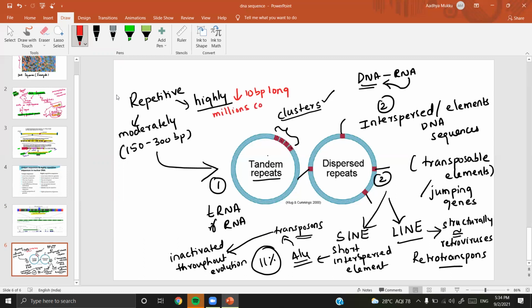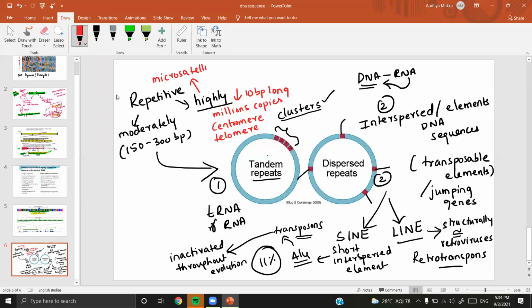throughout our genome. These are mostly present in our centromere, as we saw in the last video, as well as in the telomere section. You can find these highly repetitive copies of DNA in your centromeres as well as telomeres, and they exist as microsatellites.